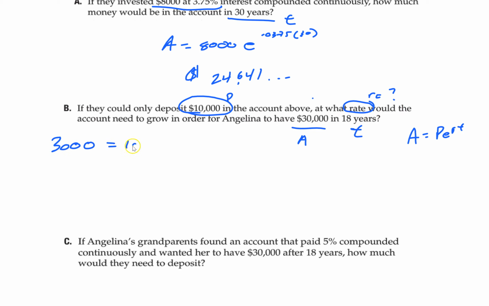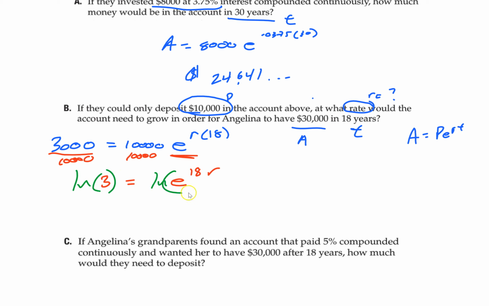So 30,000 equals 10,000 e to the r, which I don't know, times 18. So that's a little different, right? Last time I just plugged in and got my answer. This time, I've got to solve for r. I've got to get rid of that e here. So what I'm going to do is get the e by itself, like we always do. Divide by 10,000. So this is 3 equals e to the 18r. Now we've got to get rid of that e. Remember the way we get rid of e? Take the natural log of both sides. Over here, these cancel out. I get natural log 3, which I'll figure out in a second, using my calculator. It equals 18r.